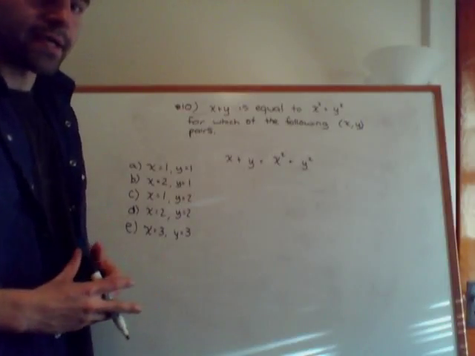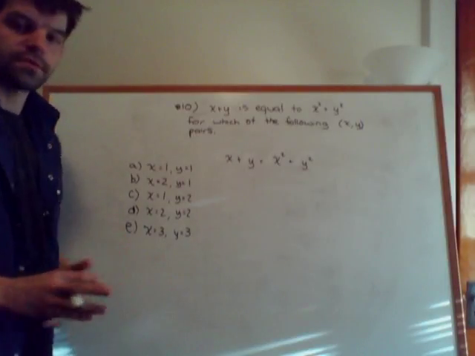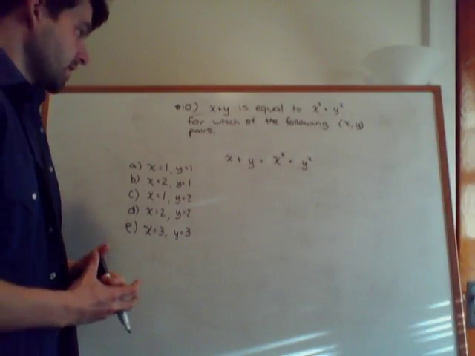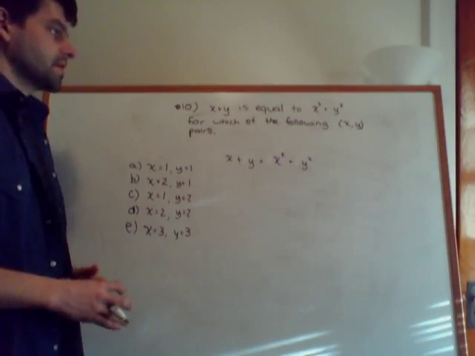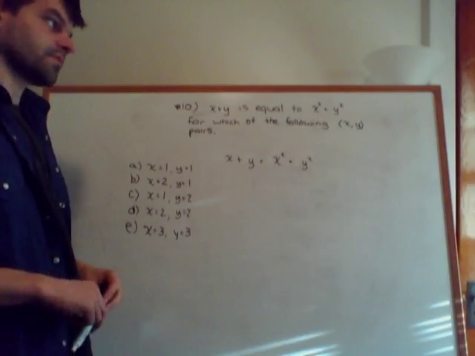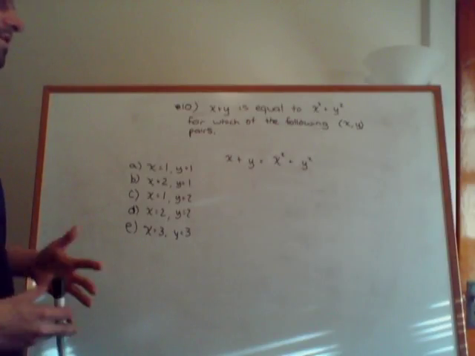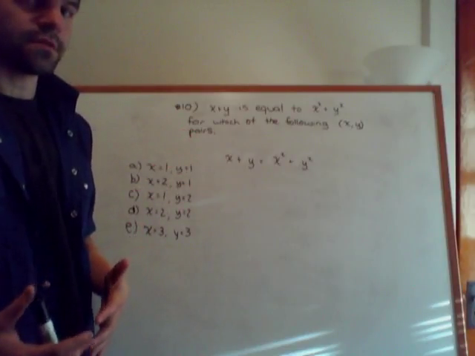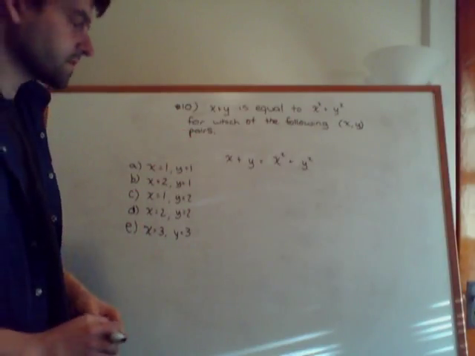Alright guys, welcome back. In this video we're going to be continuing with our practice algebra exam, starting with question number 10. Number 10 asks, x plus y is equal to x squared plus y squared for which of the following xy coordinate pairs? Now, this question can sound a little confusing when you first read it.